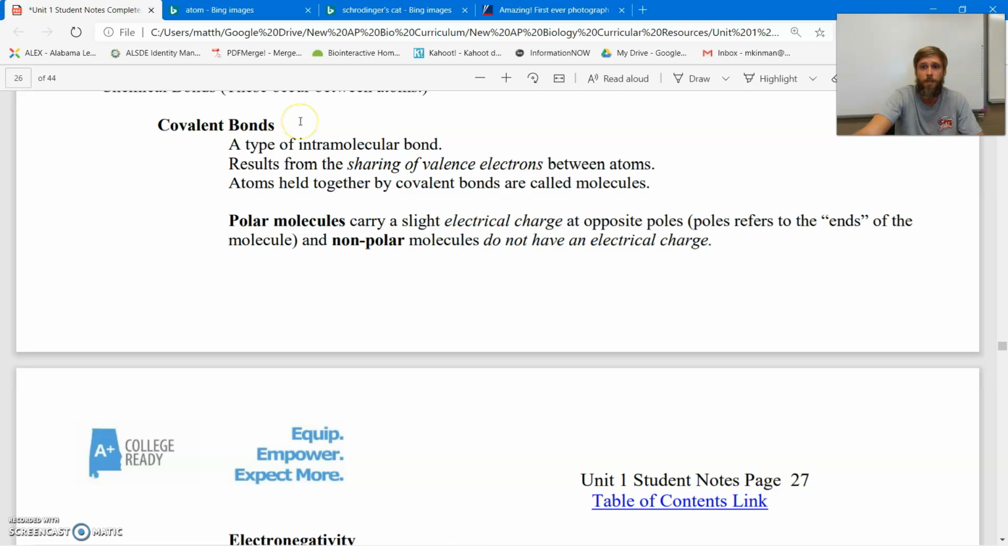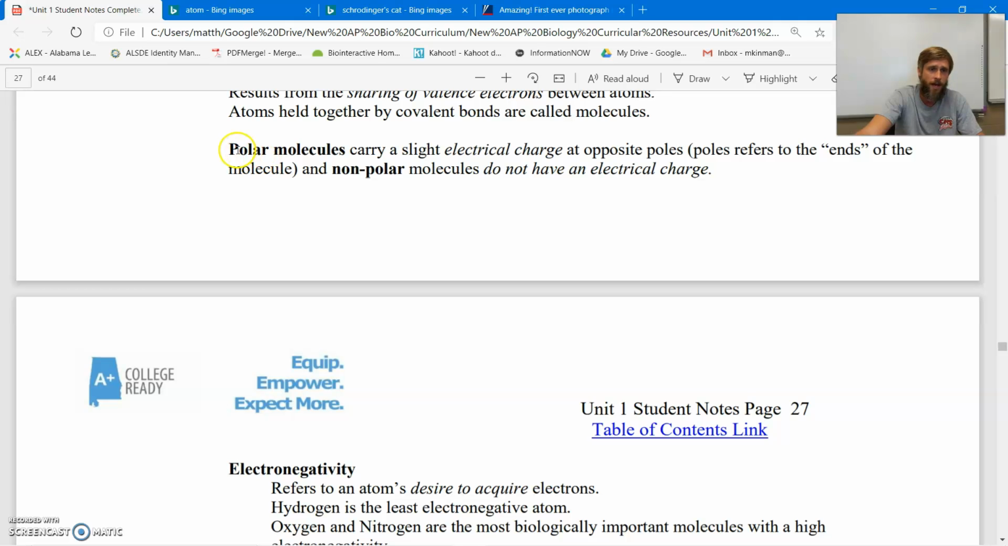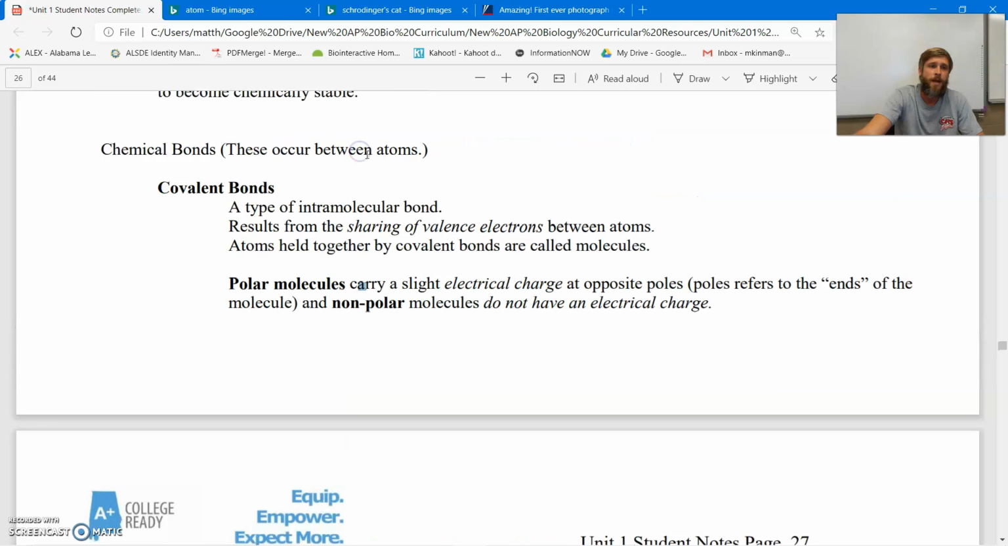Like when a carbon bonds with another carbon, or a carbon bonds with an oxygen. Those are two nonmetals, so they form a covalent bond. Typically, we say that covalent bonds are sharing valence electrons, and they are very strong bonds. They are harder to break than other types of bonds. So we can have what are called polar molecules. Well, let's back up.